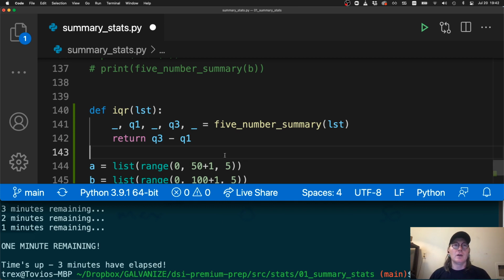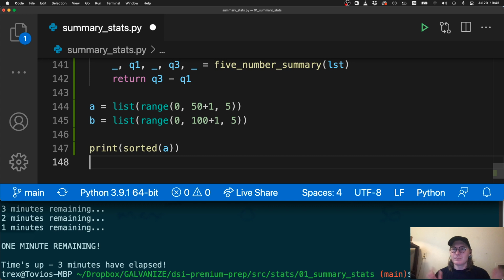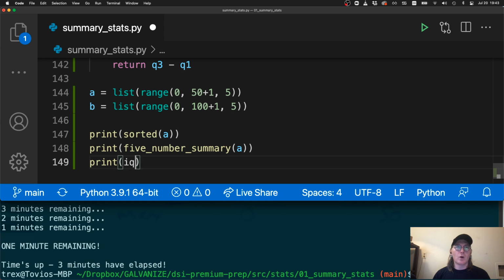So that's our IQR function. Next, what do we want to do here? Let me just double check. We just want to print the 5-number summary and the IQR of each. I'm also going to print, as good practice in general, the sorted version of A, although it's the same as A, given the way that we built that. Then I'm going to print the 5-number summary of A, and the IQR of A.